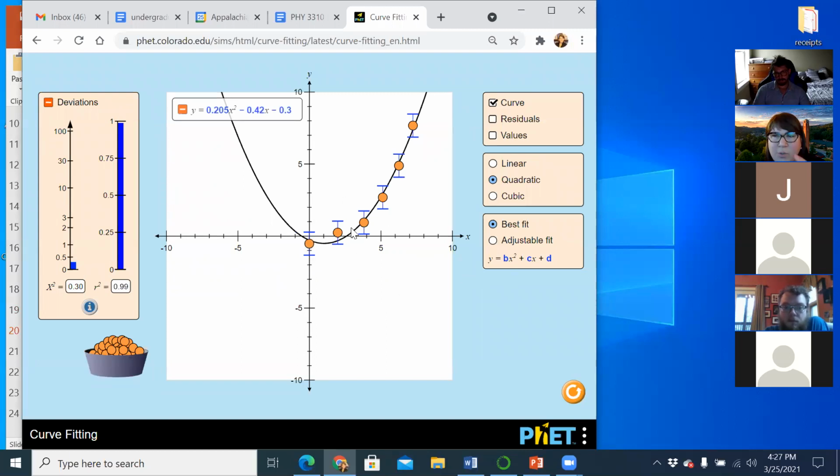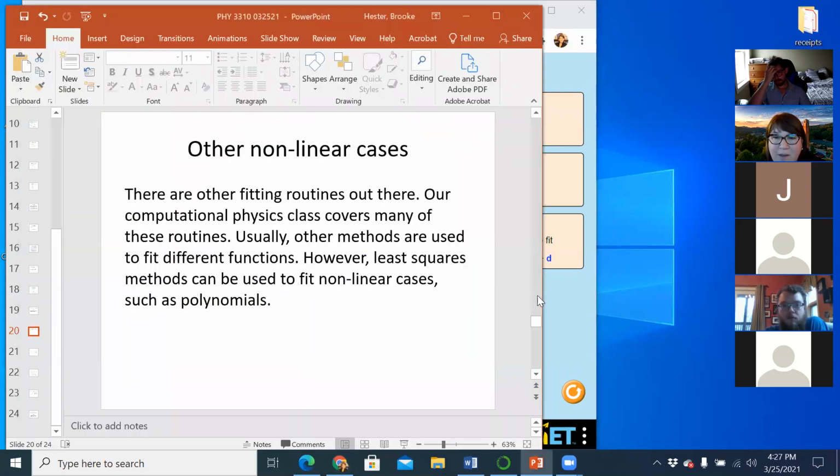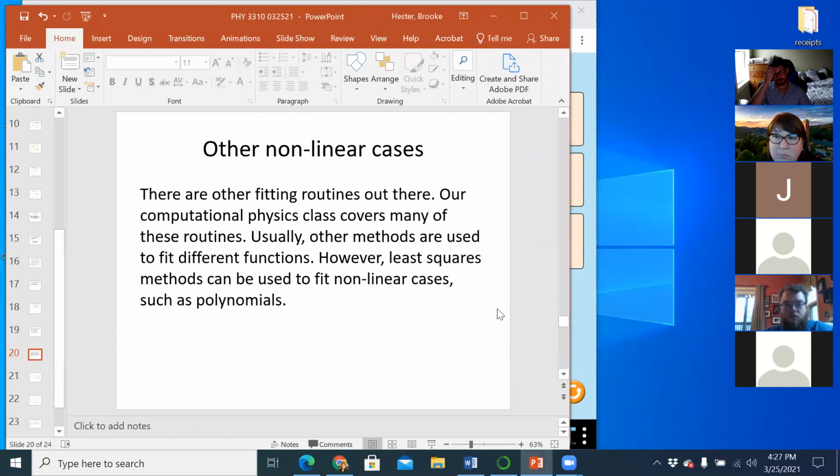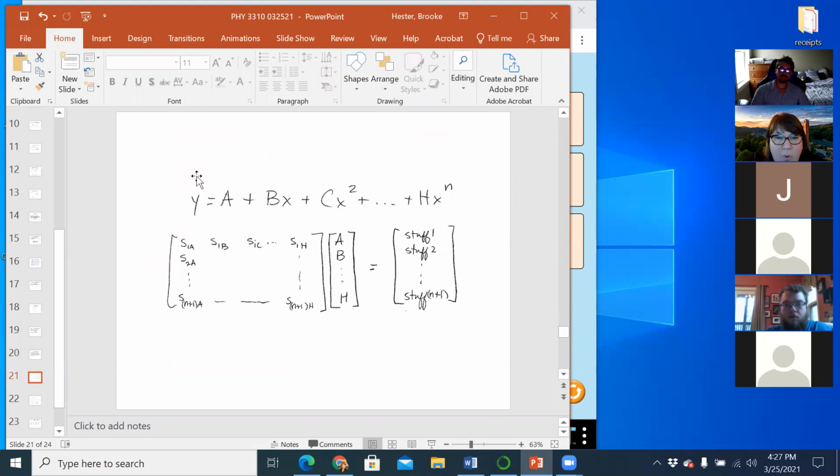So how do we actually do that with linear least squares? How is the math different if we're using this same kind of technique? And it's really not that different. We just have bigger matrices to solve. That's all. So for example, let's say we have this polynomial, y equals a plus bx is the one we've already done. Now we're tacking on a cx squared plus and so on, up to h x to the n, some arbitrary coefficient times x to the n.